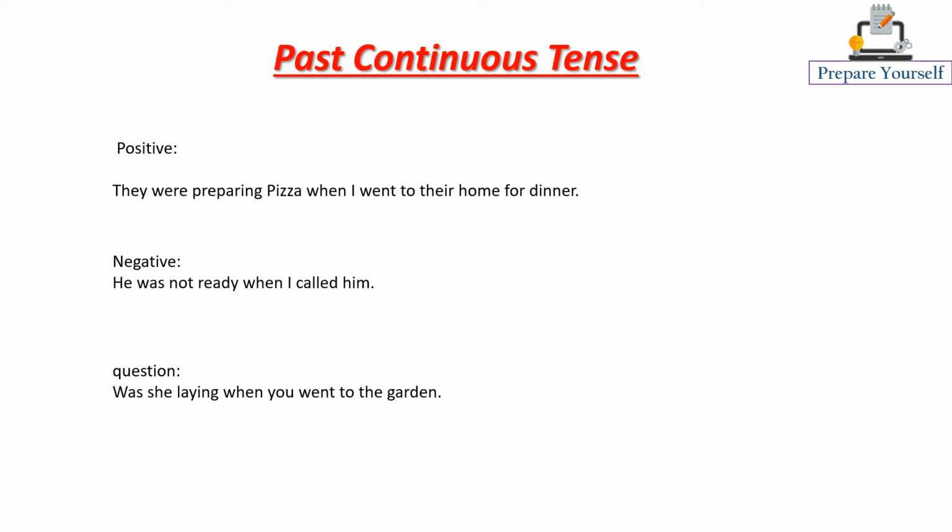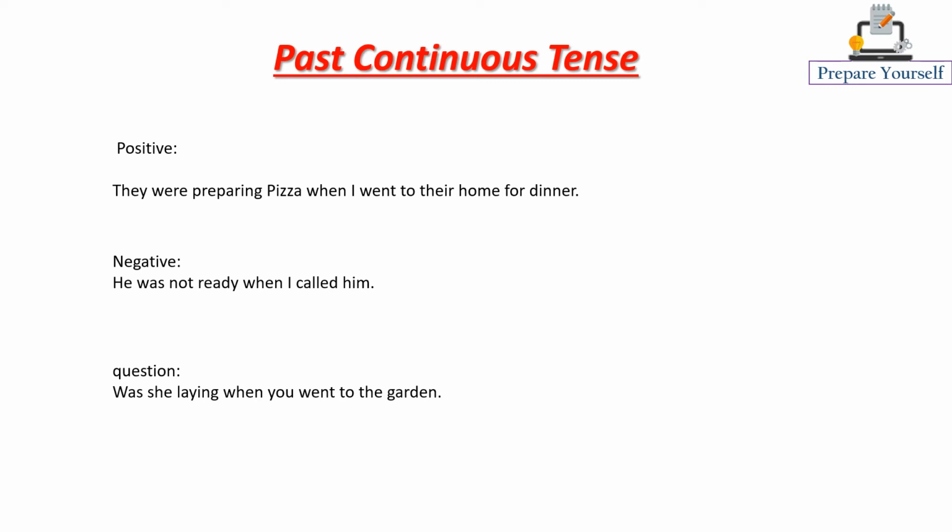Now let's have a look at the examples of past continuous tense. When we have to construct a positive sentence or affirmative sentence, we say: they were preparing pizza when I went to their home for dinner. Now, while the pizza was getting prepared by someone, a guest went to their home.